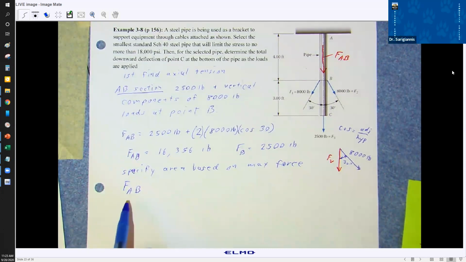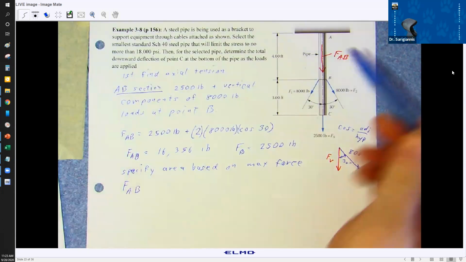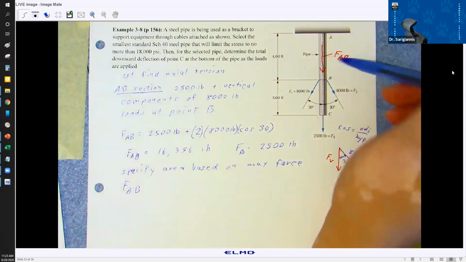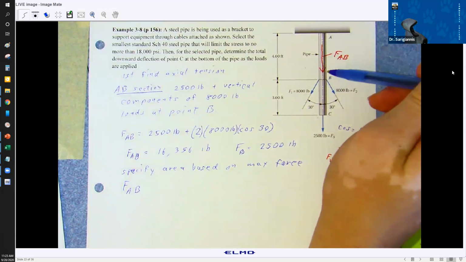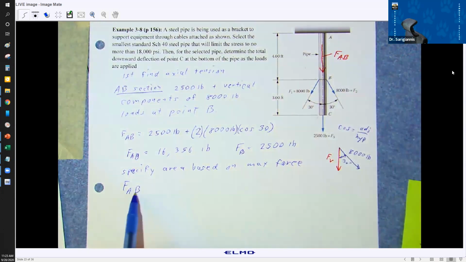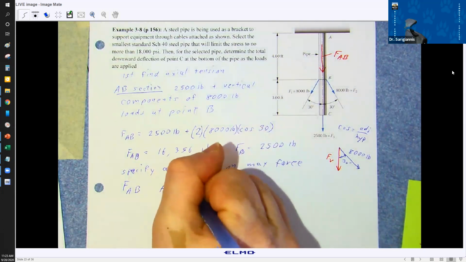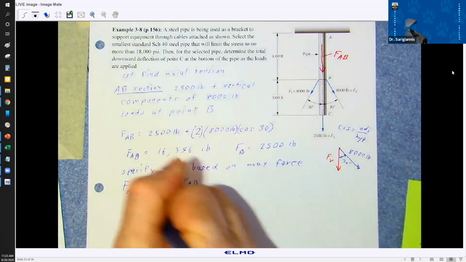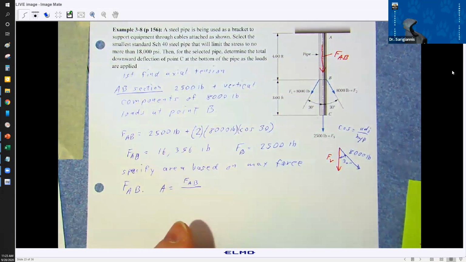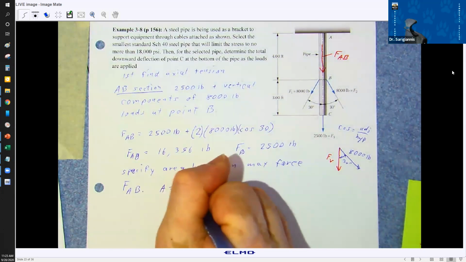All right, so we're specifying our area based on the maximum force, which is the force in section AB. This section of pipe is seeing the most stress, and we can come up with an area. Our area is going to be the force AB, I should have put a period here, divided by the allowable stress, right?